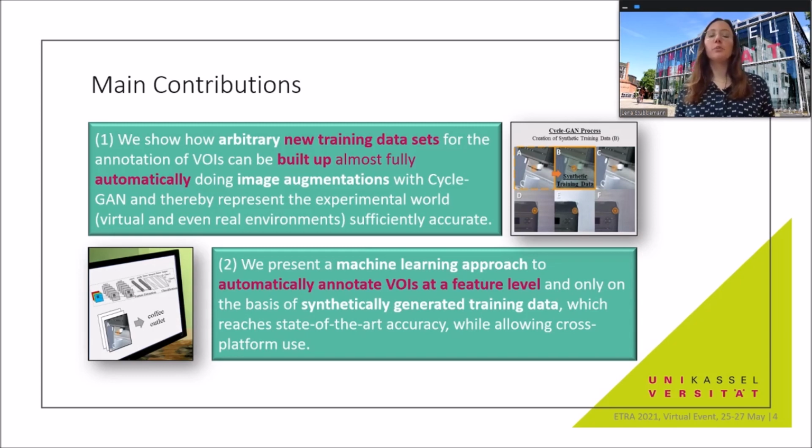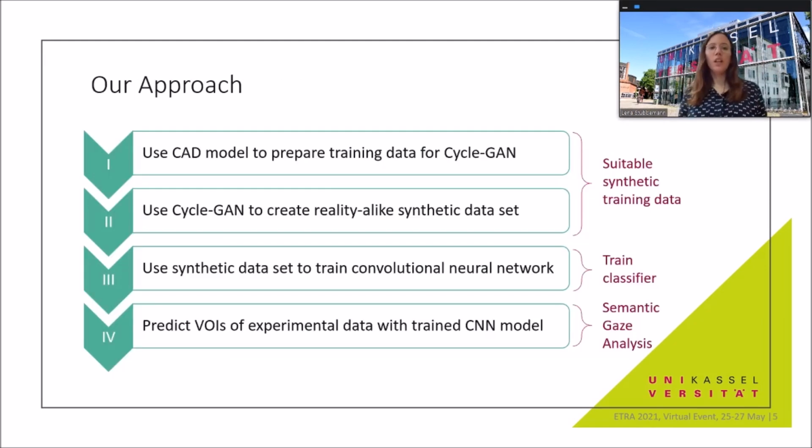Therefore, our main contributions are as follows. First, we show how arbitrary new training data sets for the annotation of volumes of interest can be built up fully automatically doing image augmentation with CycleGAN. And second, we present a machine learning approach to automatically annotate VOIs at a feature level and only on the basis of synthetically generated training data. To do so, our approach consists of four main steps, which I am going to explain now.